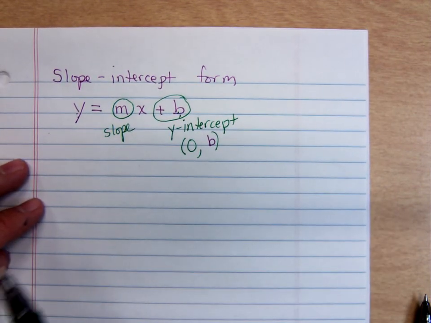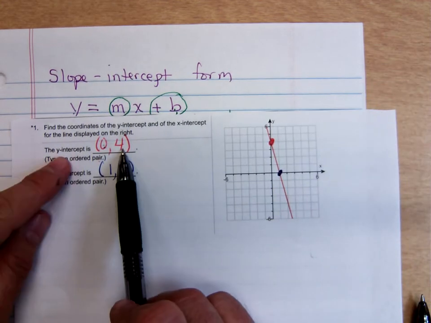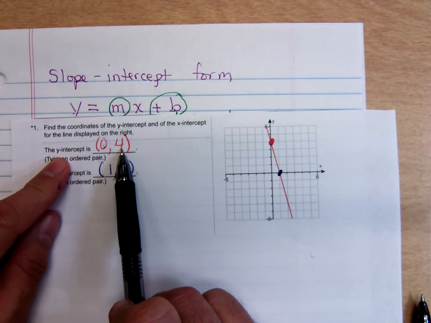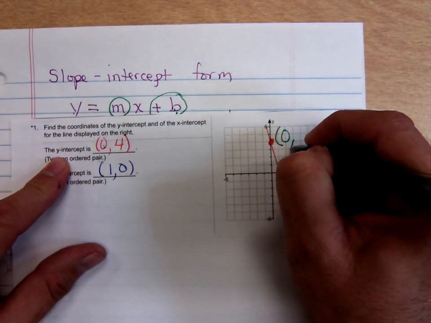Going back to that very first stuff we did, we didn't say the y-intercept was 4. You write it as over 0 up 4. Okay?